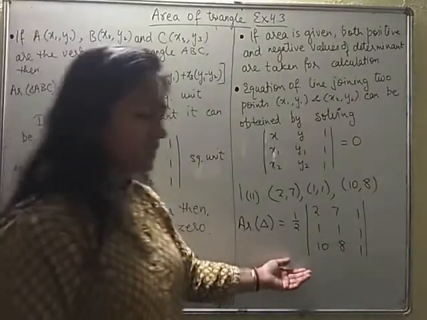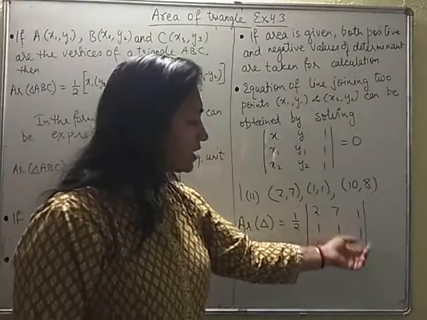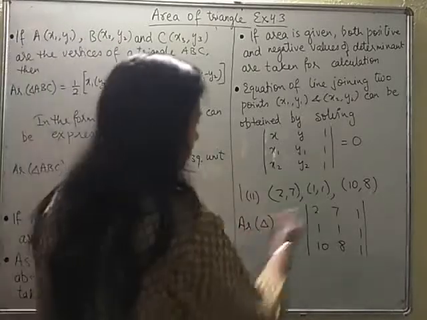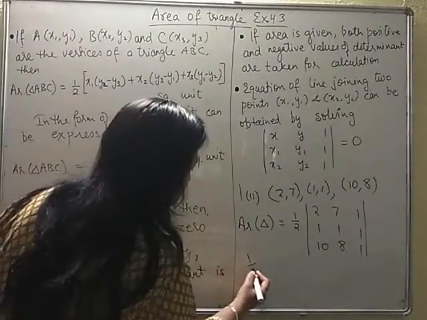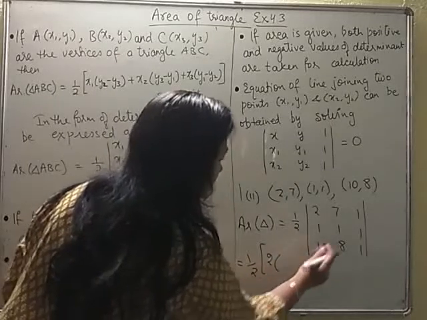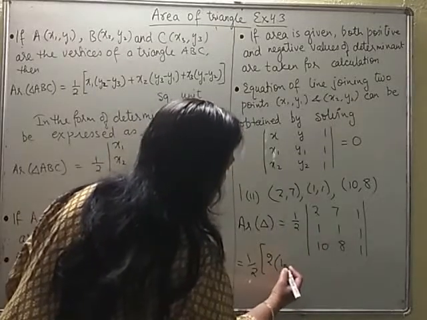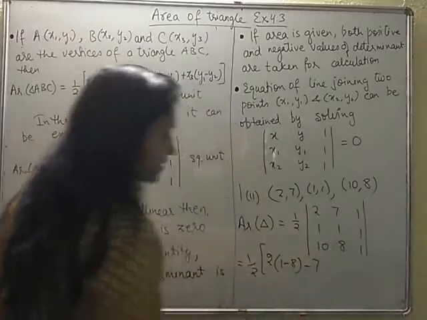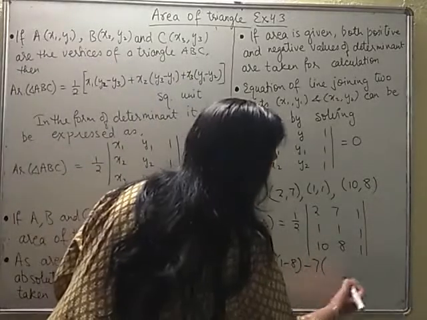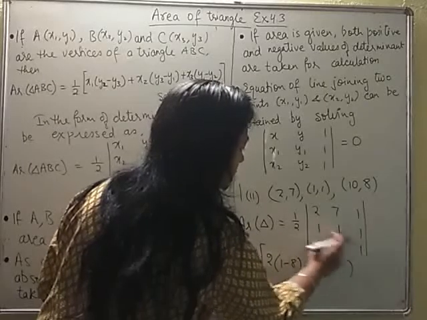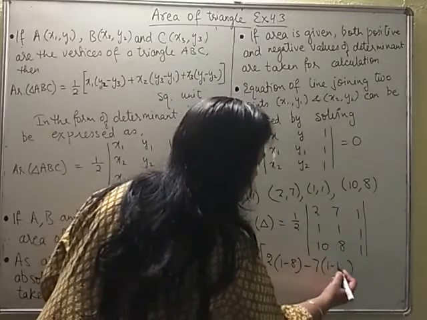You can go for expanding it directly. If you want to make any two of the elements 0, that can also be done. I'll solve it straight away through row 1. Let us see what we get. This 2 multiplies with 1 minus 8. Then the next term is 7. Because of its position, it multiplies with minus 1. And when I hide its row and column, the leftover value is 1 minus 10.